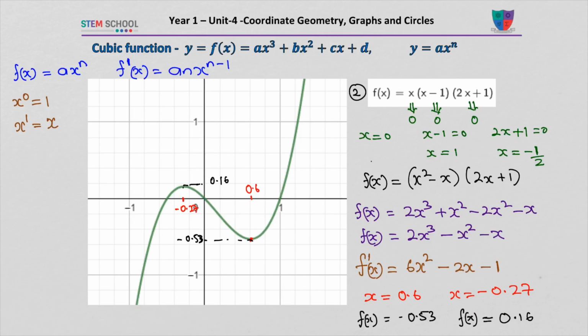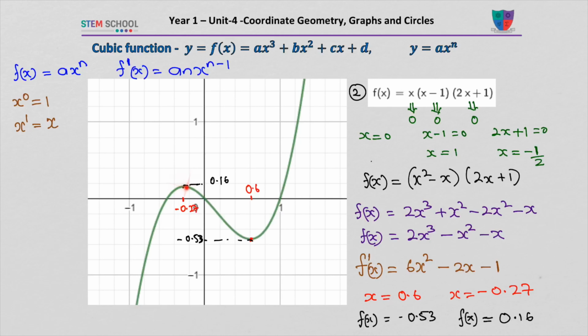After finding the values of x, I plug those values back into the equation here, f(x), and I get f(x) equals minus 0.53. So for 0.6, I get minus 0.53, so that's my turning point here. You can see that's a turning point, because if I'm coming here, I've got to turn here. And when I do x equals minus 0.27, which is here, the y is 0.16.